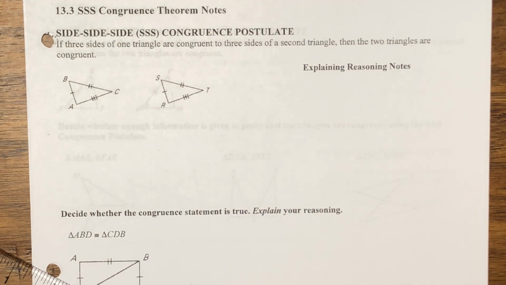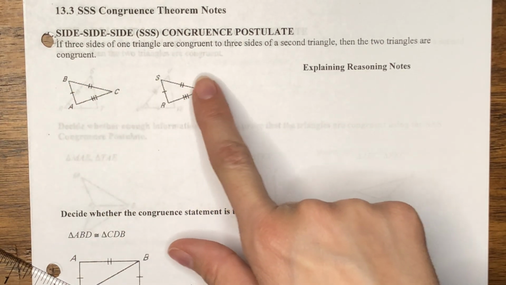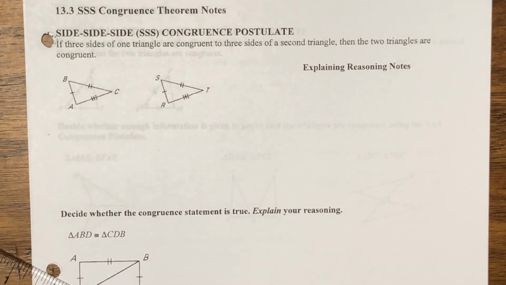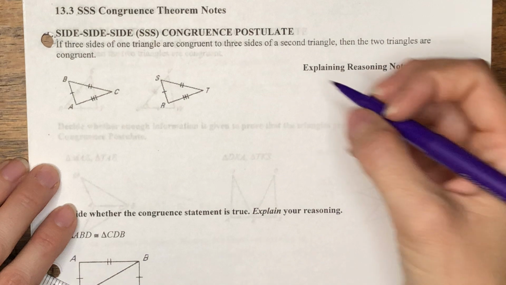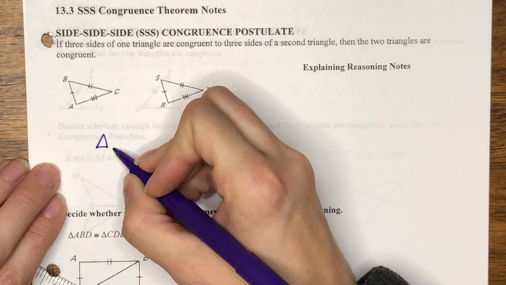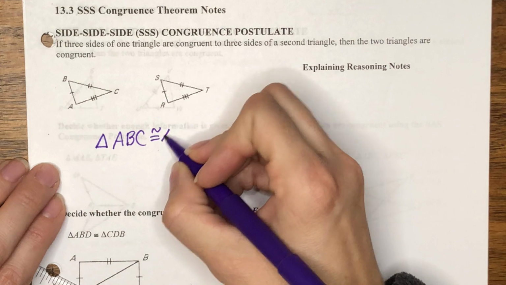All right. So the postulate states that if 3 sides of one triangle are congruent to the 3 sides of a second triangle, then the 2 triangles are congruent. Okay, so we're going to write a congruent statement for these triangles. And then we're going to explain our reasoning. So our congruent statement, triangle ABC is congruent to triangle.